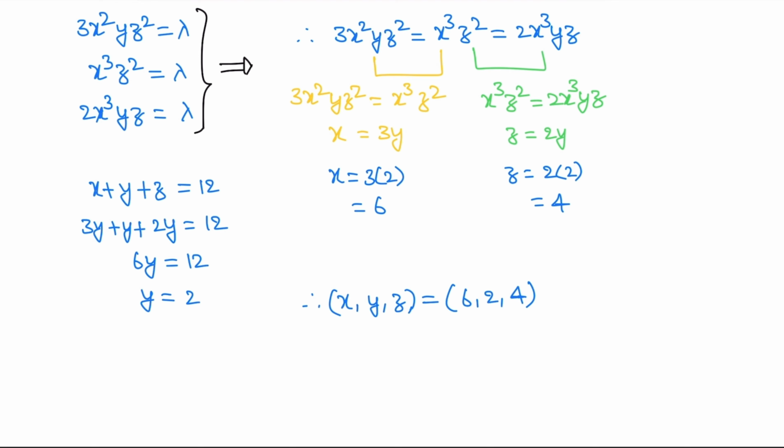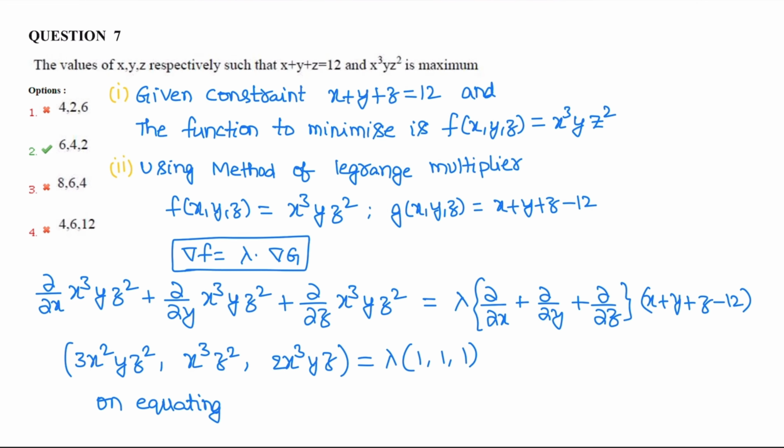On solving, the value of x is 6, z is equal to 4 and y is equal to 6. Therefore x comma y comma z is equal to 6 comma 2 comma 4. Here none of the options are correct and this question is deleted from the question paper. There are two reasons. None of the options is correct and here they have to mention it is minimum. The function is minimum.